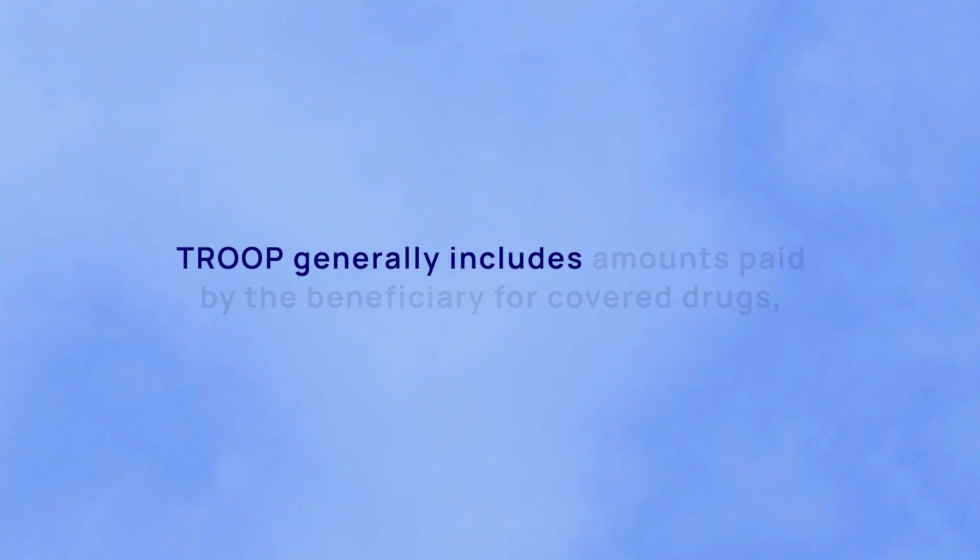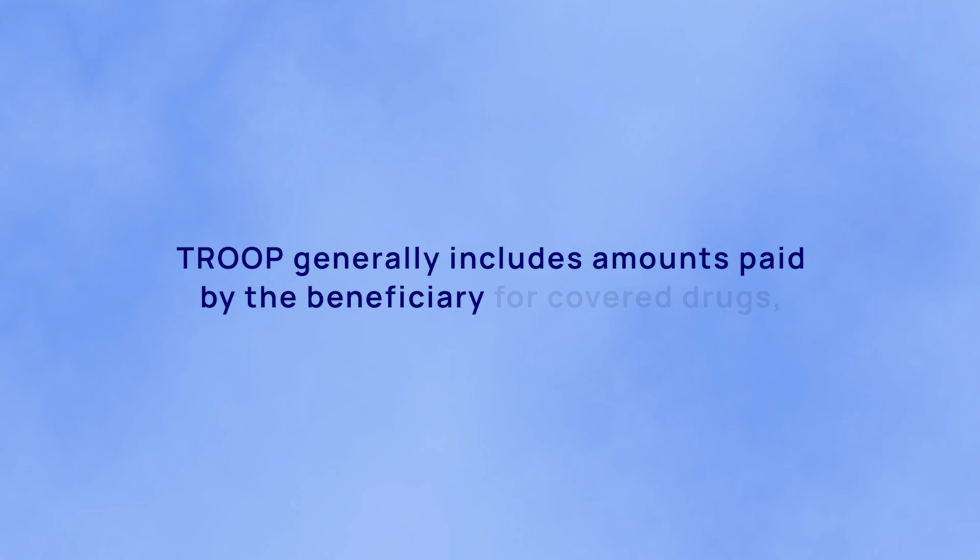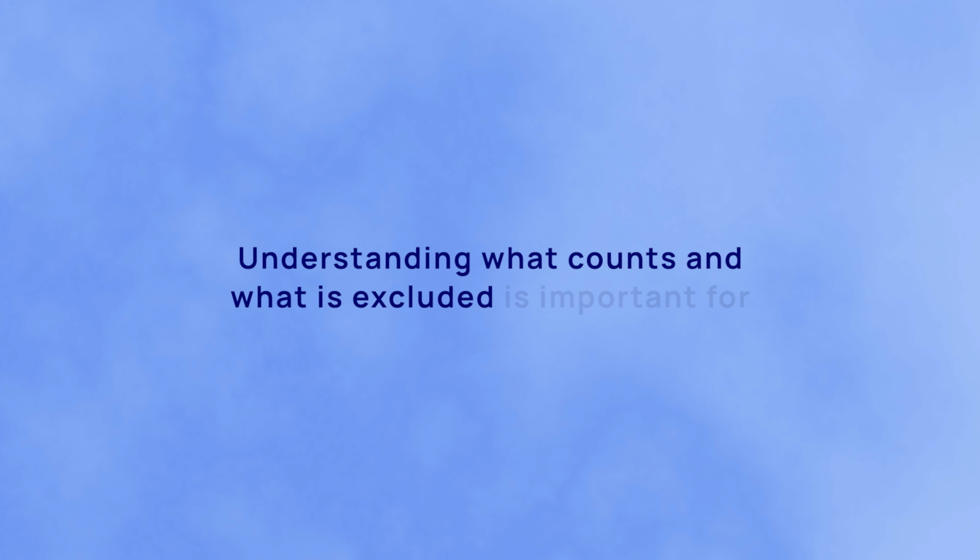TROOP generally includes amounts paid by the beneficiary for covered drugs, but there are some costs that do not count toward this threshold. Understanding what counts and what is excluded is important for accurately tracking progress toward catastrophic coverage.